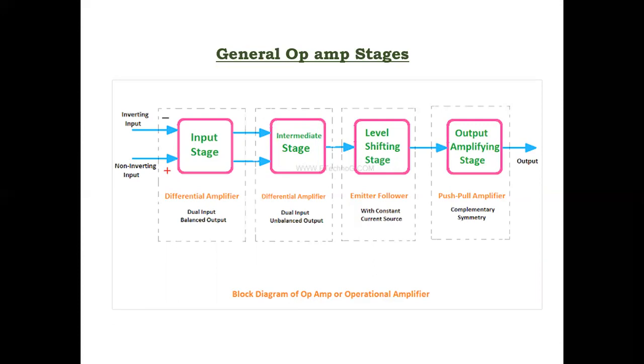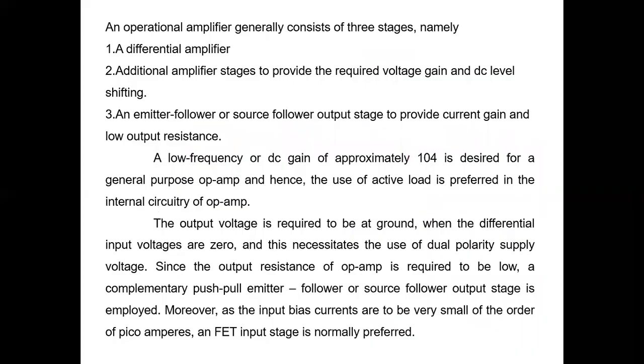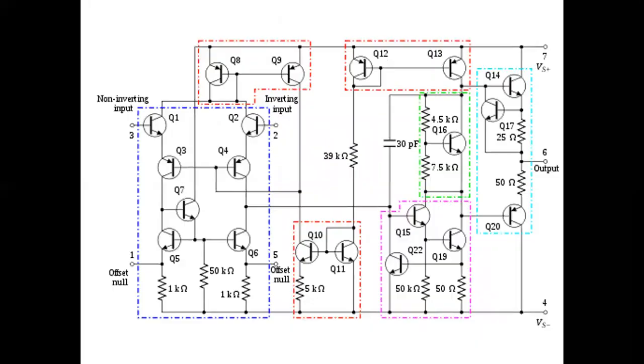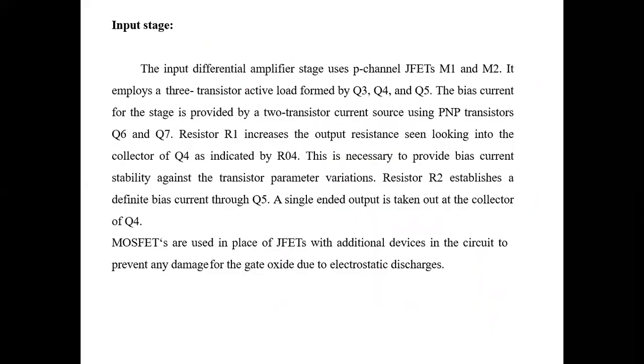First level is called input stage. Second level will be intermediate stage. Third one will be called level shifting stage. Fourth one will be called output amplifying stage. These are the stages used in the condition. This is the main internal diagram of the IC741 with the different stages: differential input stage, gain stage, and output stage. So this is the circuit.